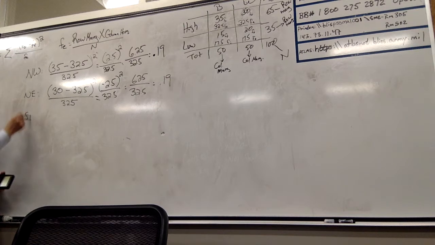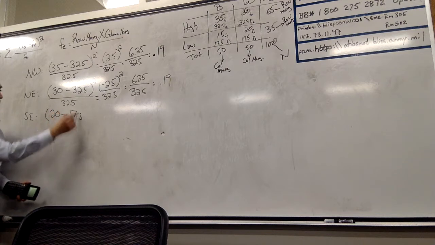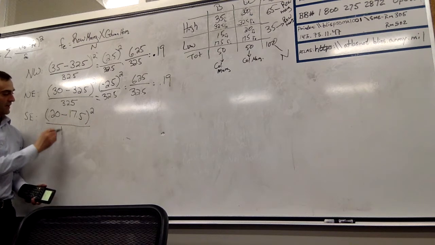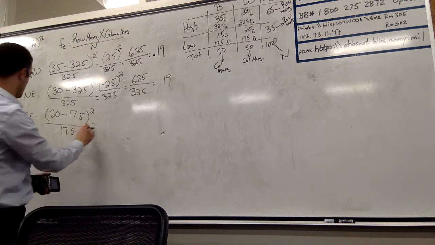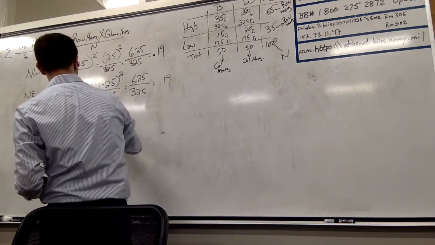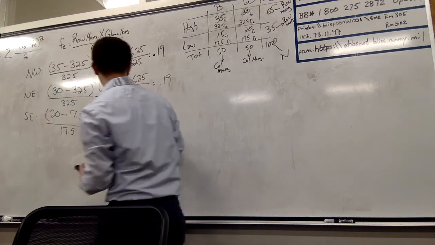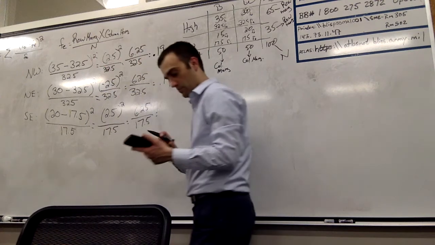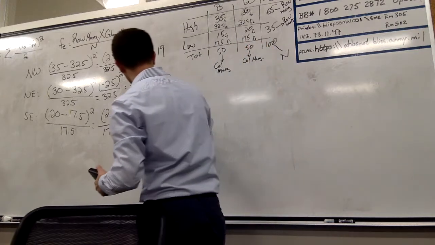If you go southeast, continuing clockwise, we observed 20. We expected 17.5, so 20 minus 17.5. Square it, and then divide by the expected of 17.5 for that cell. And you get 2.5 squared over 17.5, 6.25 over 17.5, which is 0.36.